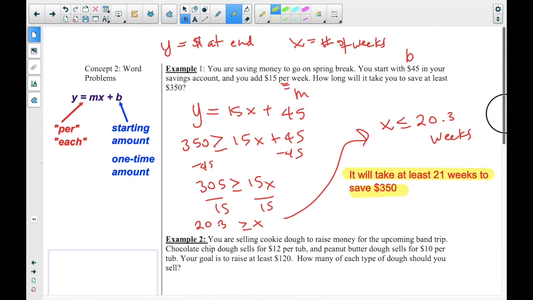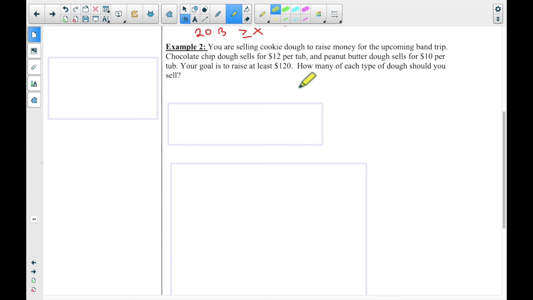One more question and then we are done. Okay, this is another one where we're going to have to look at it and decide with the word problem how to set it up.